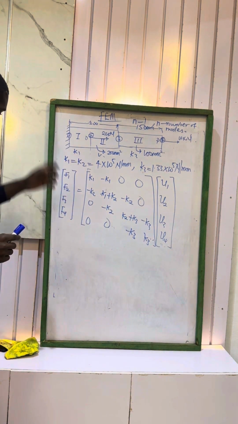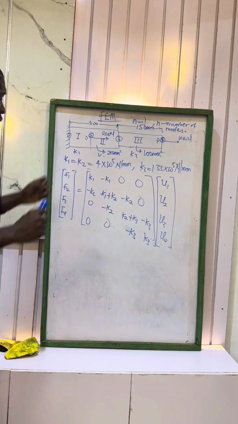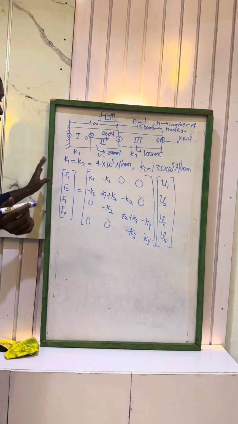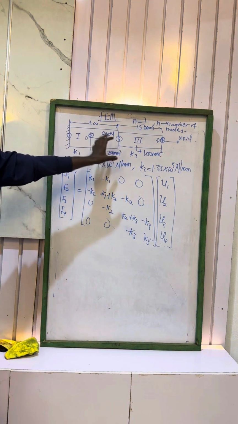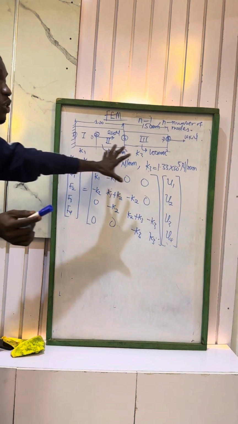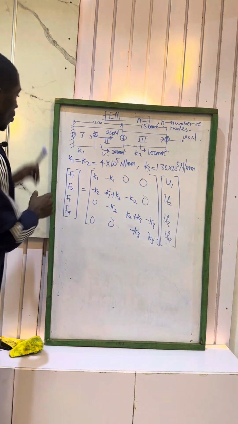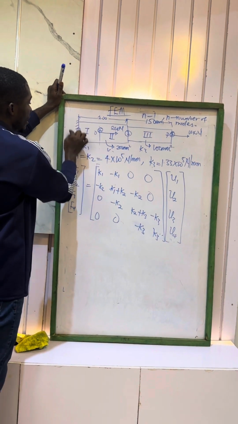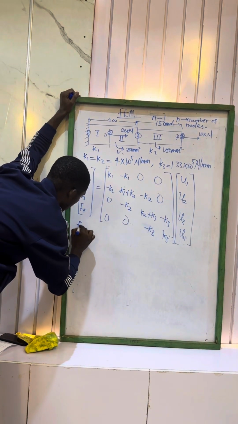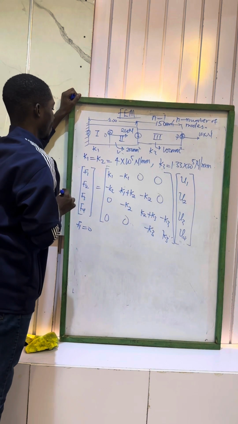Since we have this, how do we solve it? It is very easy, because to solve this, just get your parameters from this element, then you can substitute back into it. So let's go. F1, the force acting at this point. Is there any force acting here? No. So our F1 is equal to 0.